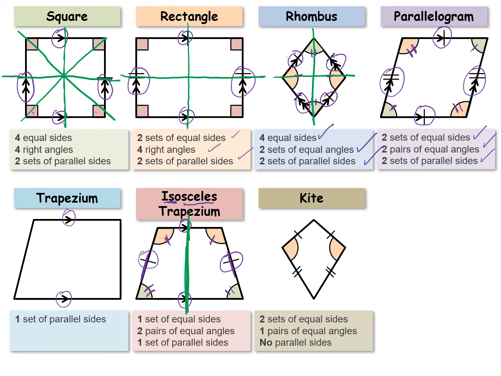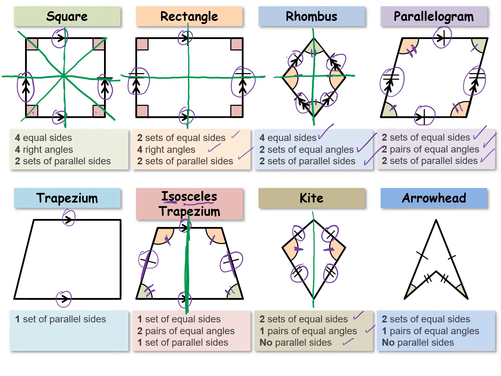On to the last two, we have the kite. And the kite has symmetry right down the middle, like so, which means that this side is equal to this side, is equal to this side, and then this angle is equal to this angle. So two sets of equal sides, one pair of equal angles, no parallel sides, and that's your kite.